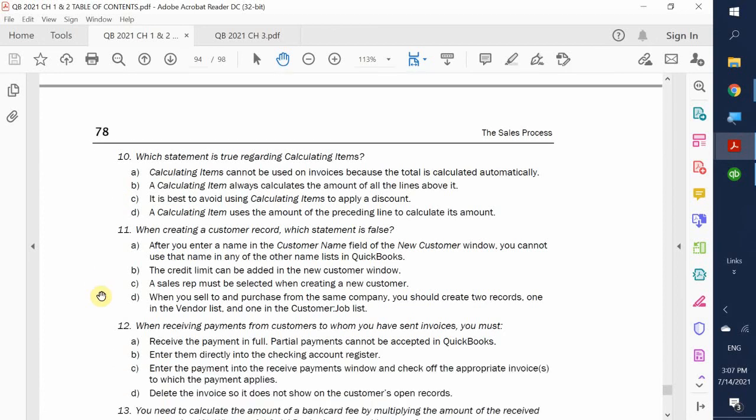Mhm. Number 11. When creating a customer record, which statement is false?